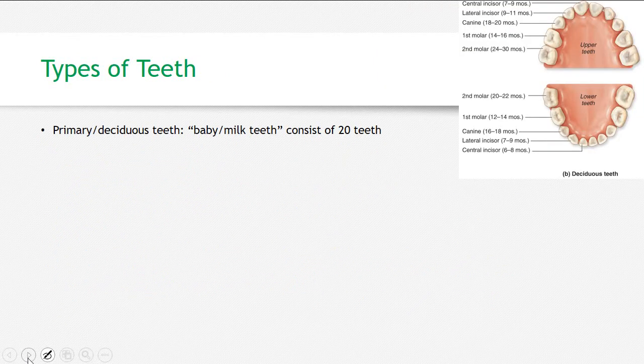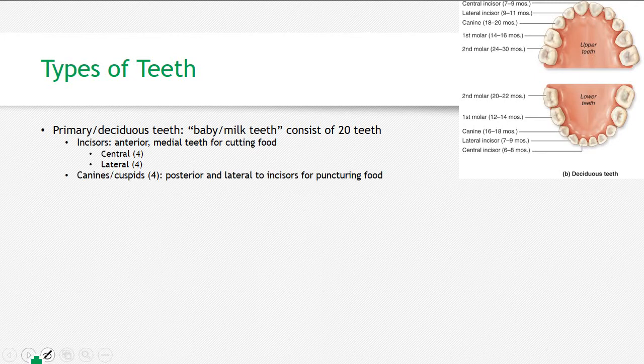Here are the different types of teeth. We have the primary or deciduous teeth. These are our quote-unquote baby teeth, and we have fewer of these, okay? And these are all the temporary teeth. So it only has these teeth over here.